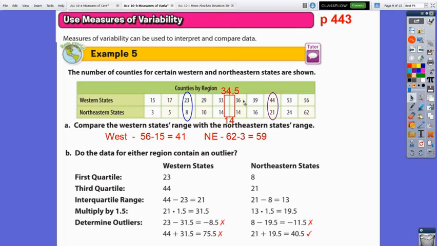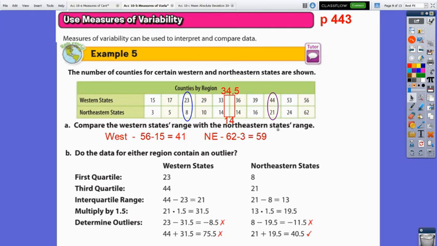So there's 10 values in each one. You don't really need the median numbers here. I put them in there, but you don't really need those numbers. But you do need the middle number of the lower half, which is 23 for the West and 8 for the Northeast. That's your Q1 values. The middle value for the upper half of data for each one, 44 for the West, 21 for the Northeast. Those are your Q3 values.